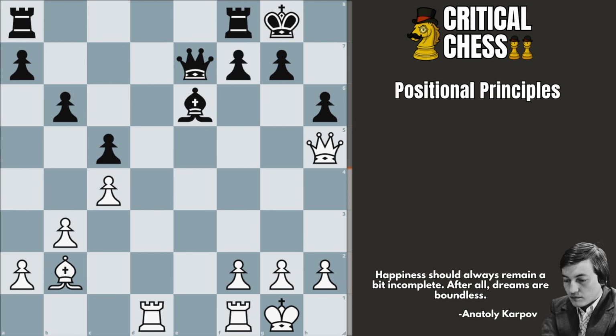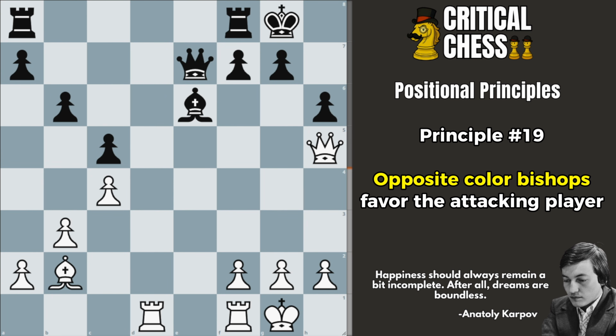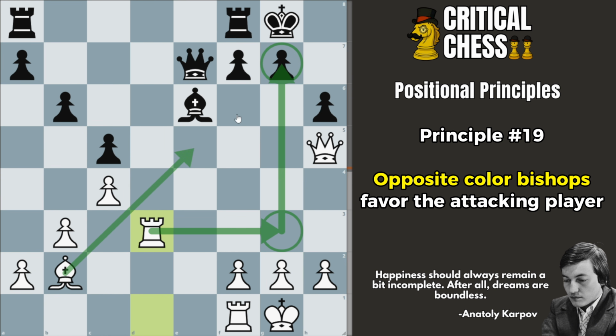Principle number 19 is going to be opposite color bishops favor the attacking player. So in this position, the correct move, or one of the correct moves, is this move rook to d3. And what rook d3 aims to do is to maneuver this rook around to g3 and attack this black king. And it is actually very, very difficult to defend this position. The best move for black is to go f6 right away.